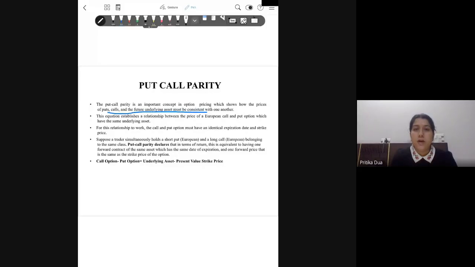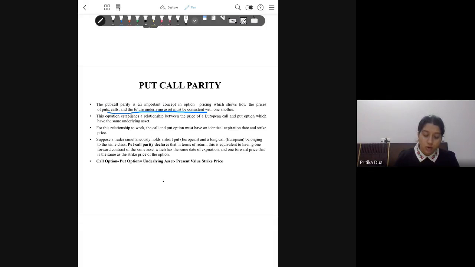In the option market, the price paid for a put option and the premium paid on a call option somewhat equalize with the same underlying asset. If this position does not hold in the market, then there are arbitrage opportunities. If we talk about the equation for put call parity, then you hold two portfolios.